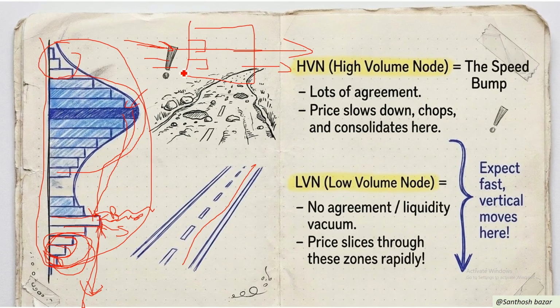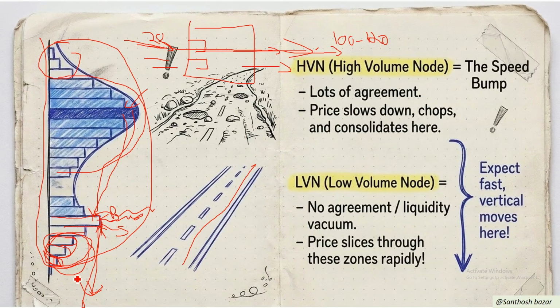Think of LVNs like a wide open empty stretch of express highway. Once you are out of this toll gate, there are no obstacles in front of you. There are no toll booths. There is no traffic on the express highway. What you will do, you will hit the gas pedal and fly through that stretch at maximum speed. So that is what high volume and low volume nodes represent.